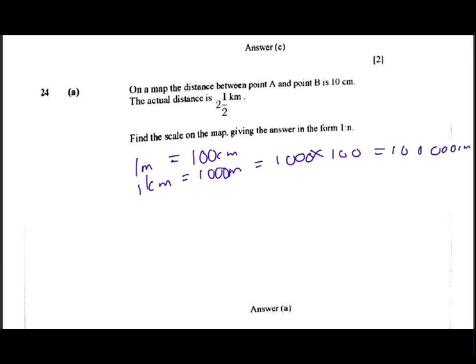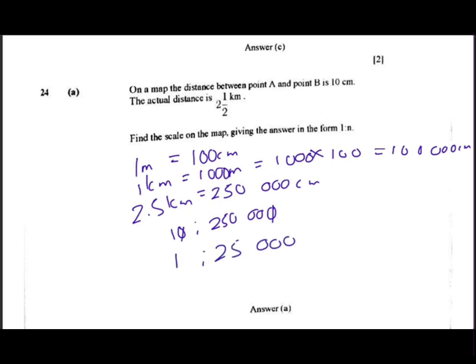Okay, now if the actual distance is 2.5 kilometers, it means that we just need to multiply 100,000 times 2.5. So 2.5 kilometers equals 2.5 times 100,000 centimeters, which is equal to 250,000 centimeters. So this 250,000 centimeters now must be divided by 10 to find the actual number of centimeters, because right now our scale is 10 is to 250,000, then we reduce it to 1 is to 25,000.